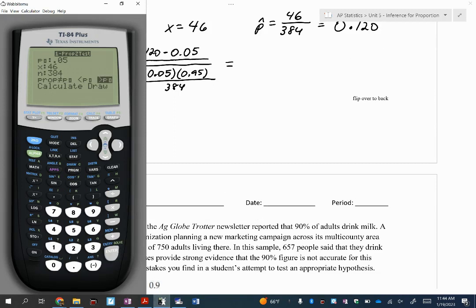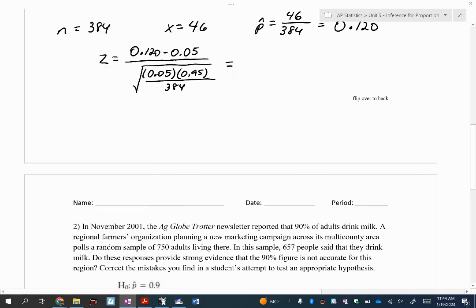If you click draw, it's just going to show you the curve, right, with the z-score. So you can do that if you want, but I always click calculate, and then I actually draw on my paper what it is. All right, so we got a z-score of 6.275.